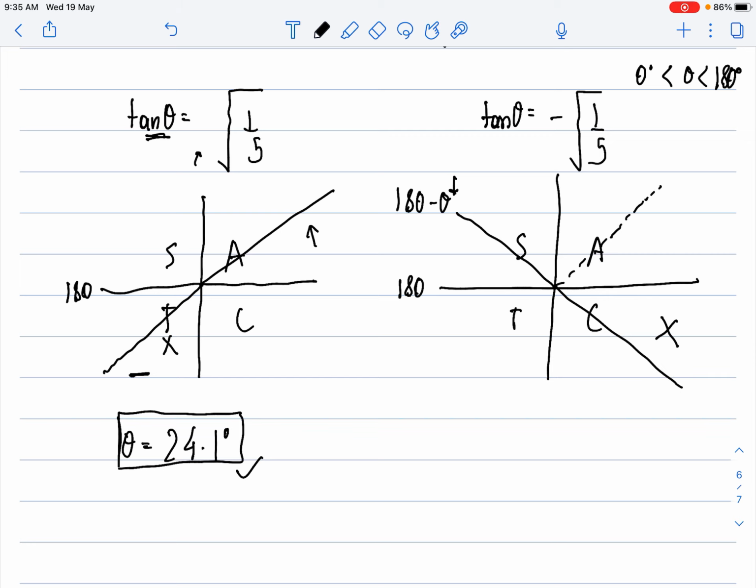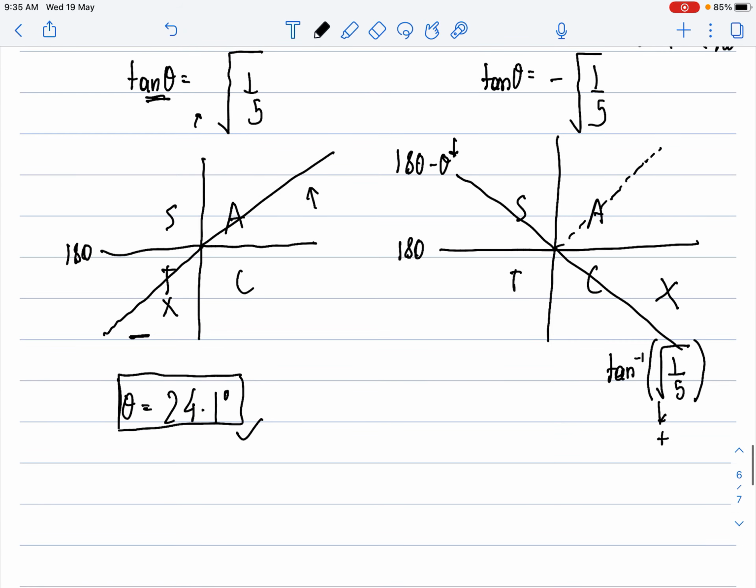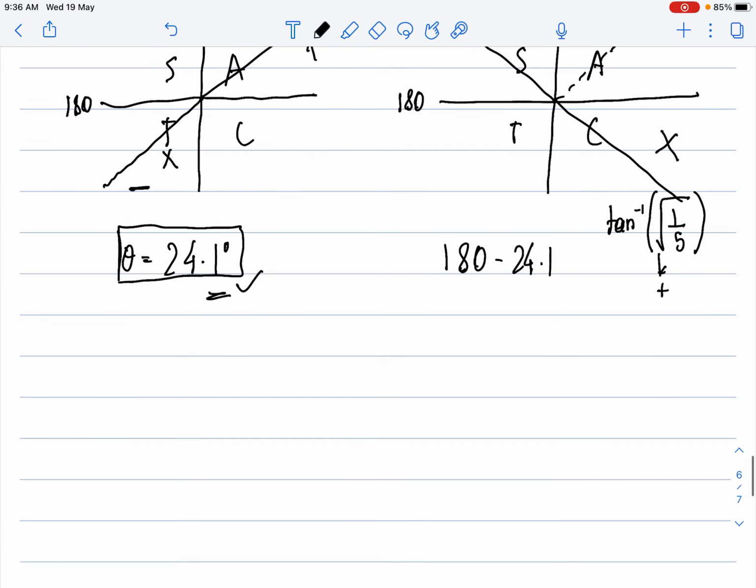Now how do I find the value in the first quadrant? I simply just do tan inverse of positive, not negative, positive root 1 over 5, which I already know is 24.1. So to find the value in the second quadrant, I just do 180 minus 24.1, correct? This is what I do. So just do that on the calc. When I do that, I get my answer as 155.9. It is basically the final answer of my question. So these are my two values for theta.